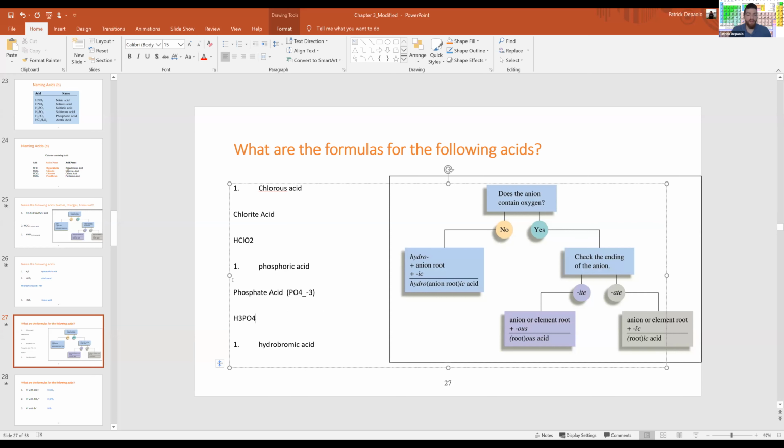So the reason why I kind of overlooked that in the first example is because chlorite is a -1 charge, so it just needs one hydrogen. But in phosphate, it's -3, so it needs 3 hydrogens.